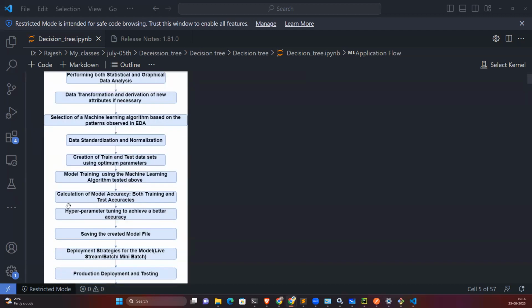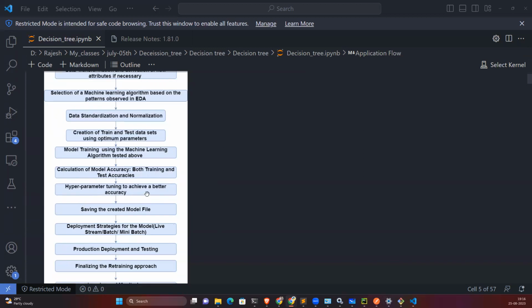And then we are going to use hyperparameter tuning to achieve better accuracy. Again, we train the model, but we found that our model can still perform better than the current model. So we can do hyperparameter tuning, meaning we can use those hyperparameters and start retraining. Then we are going to save the model, and then we deploy the model. There can be different ways of deploying the model.